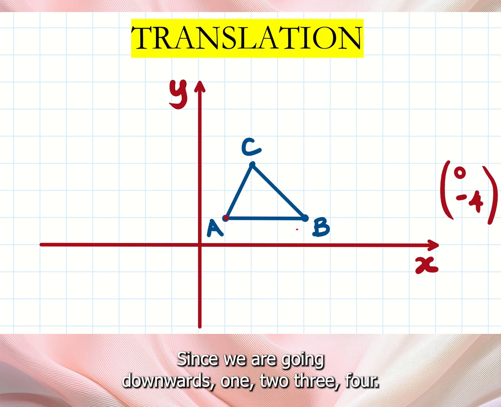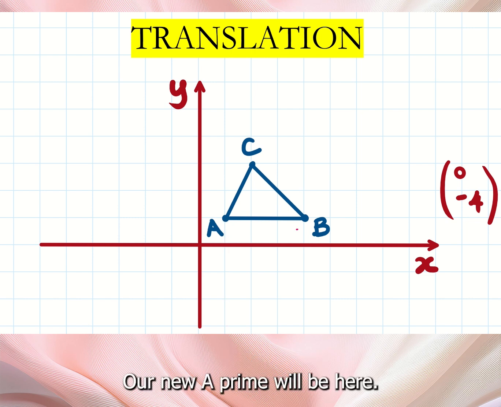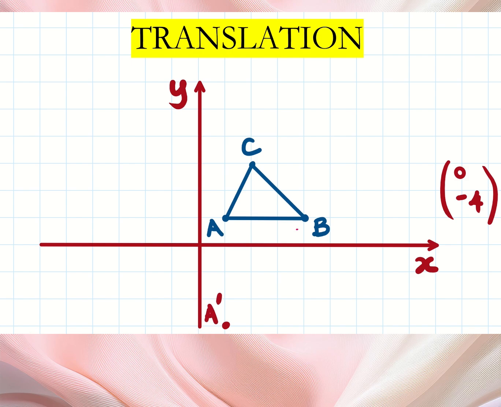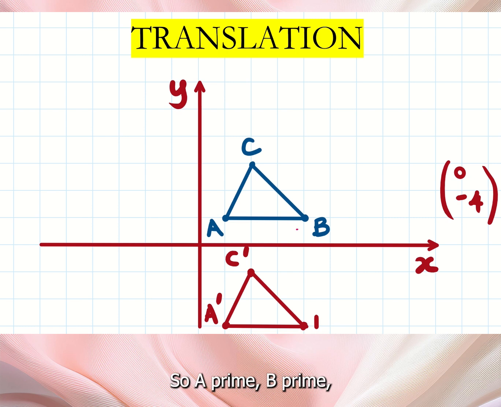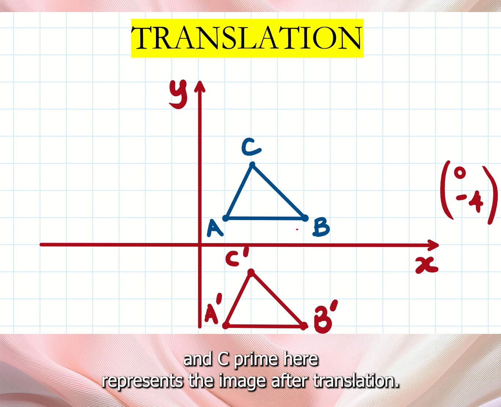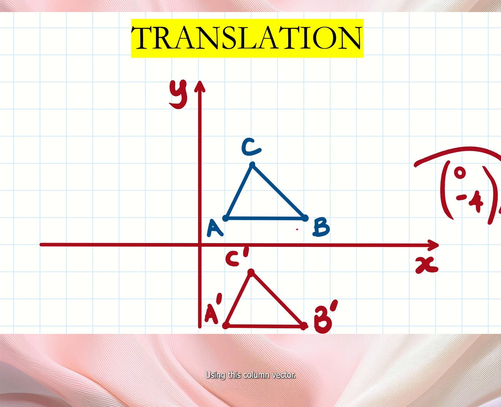Since we are going downwards, 1, 2, 3, 4. Our new A prime will be here. For C, 1, 2, 3, 4. So we know here is C prime. For B, 1, 2, 3, 4. We know here is B prime. And all we need to do next is to join the points. So A prime, B prime, and C prime here represents the image after translation using this column vector.